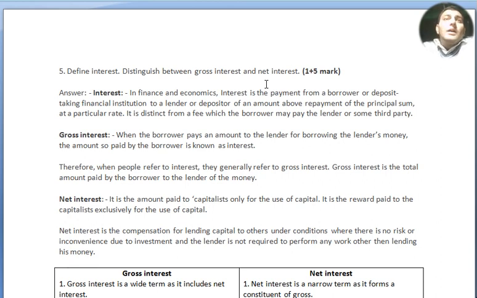Net interest is the compensation for lending capital to others under conditions where there is no risk or inconvenience due to investment and the lender is not required to perform any work other than lending his money.